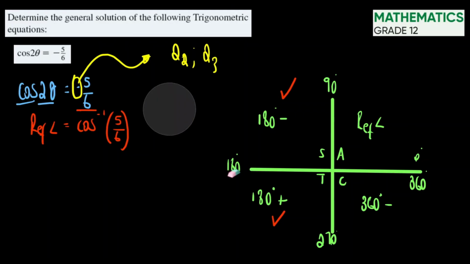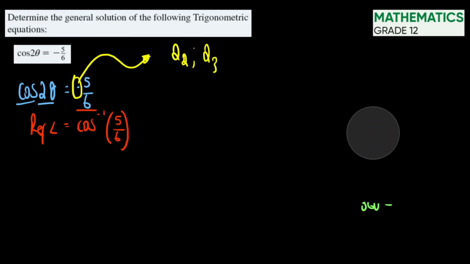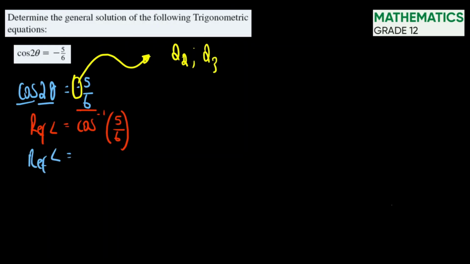And that's a very important step in general solution. So let's go ahead and solve this problem. If you punch in your calculator cos negative 1 of 5 over 6, you should get 33.56, rounded to the nearest second decimal. So since we found our reference angle, now we need to calculate our two solutions.